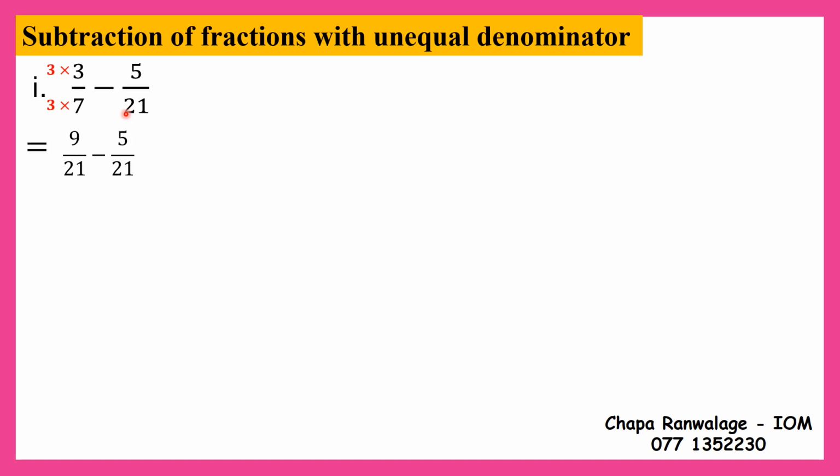And now we can see denominators are same. So 9 minus 5 equals 4. 4 over 21. This is the final result. In here, should we convert this into mixed number? Should we?